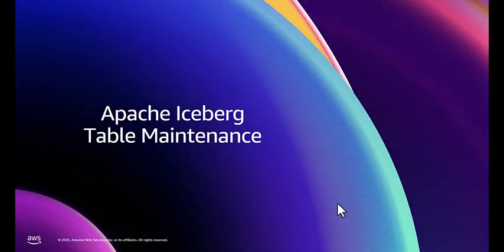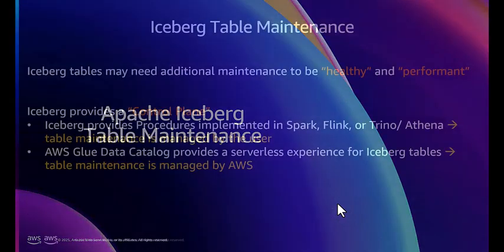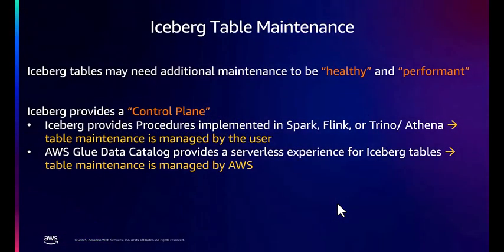So with that, now let's talk about how table maintenance is done in Apache Iceberg. Iceberg maintenance is needed, right? You may need additional maintenance to have a performant, healthy cluster. So Iceberg provides a control plane, right? And it provides procedures which are implemented in Spark, Flink, or Athena. So table maintenance can be managed by the user. Another option is that it is managed for you. If you are going through AWS Glue Data Catalog, it provides a serverless experience for Iceberg tables, and table maintenance in this case is managed by AWS.